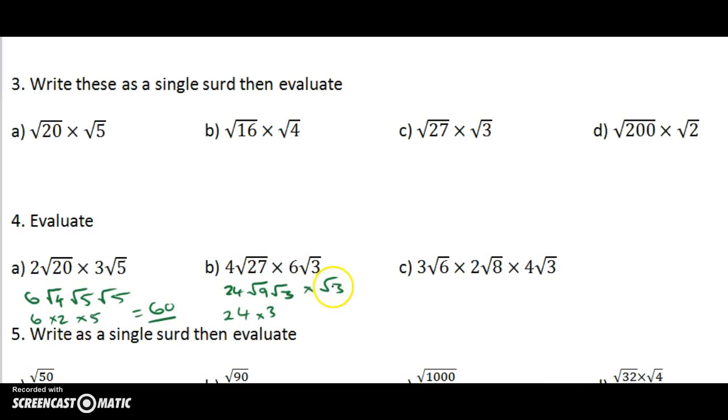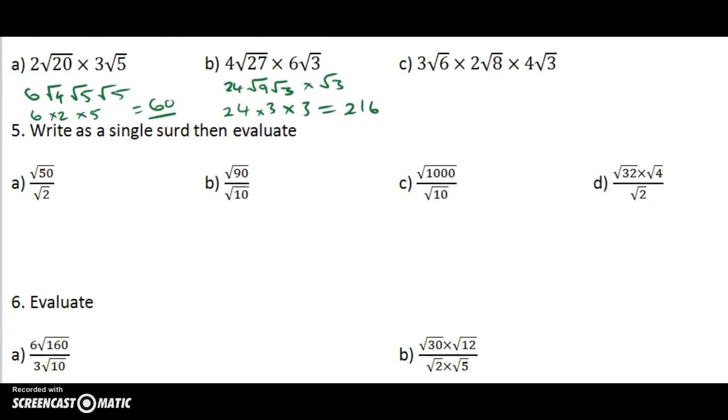The square root of 3 times the square root of 3 is the square root of 9. And the square root of 9 is 3. So this becomes 24 times 3, which is 72. And then 72 times 3, just to make sure, 72 times 3, 2 3s are 6, 3 7s are 21, so the answer is 216.